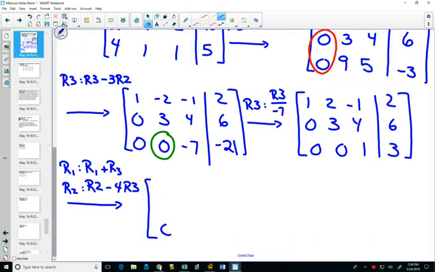So what haven't I changed? I haven't changed row 3. Row 1 is row 1 plus row 3. Well, math is getting easier now because there's a whole bunch of zeros. And 1 plus negative 1, that'll be 0. And 3 plus 2 will be 5. Should be negative, yeah. Oh yeah, look at that.